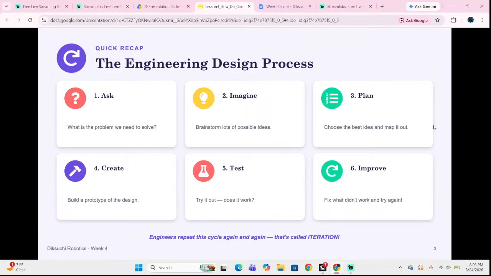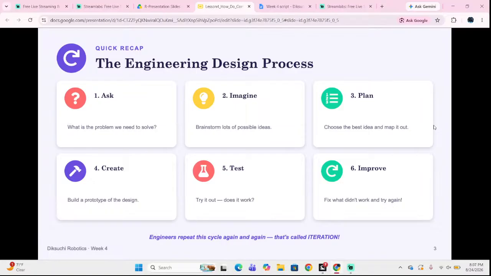Step 5 is test. Try it out for real. Does it actually work the way you hope? And step 6 is improve. Fix whatever didn't work, and then, you guessed it, you go right back and try it again. That's why the little arrow icon at the top is shaped like a circle, because this whole process is a loop. Engineers repeat this cycle again and again, and there's actually a special word for it. It's called iteration. Say that with me. Iteration. It's just doing something over and over, getting a little bit better each time.